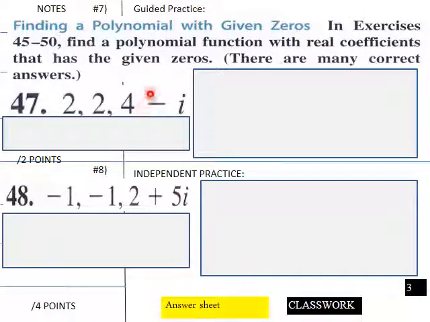Okay, let's try one now. Find a polynomial function, with real coefficients, that has the given zeros. So we have 2, 2, and then 4 minus i. It warns you there are many correct answers. And then down here you have somewhat of the same thing.